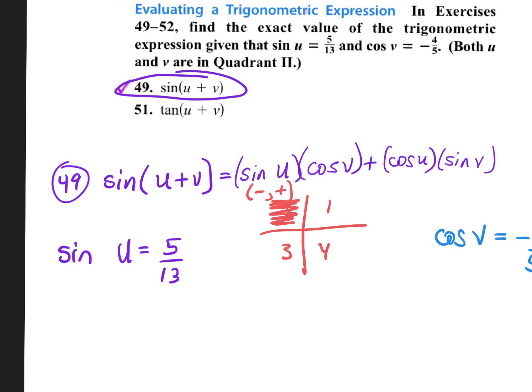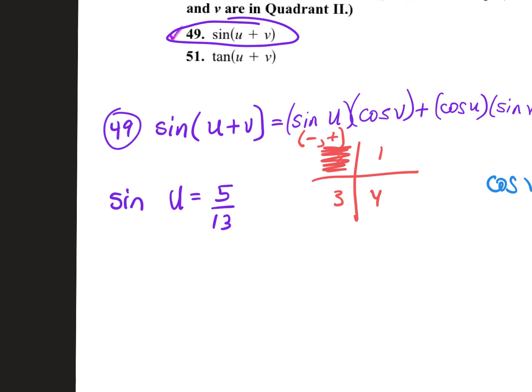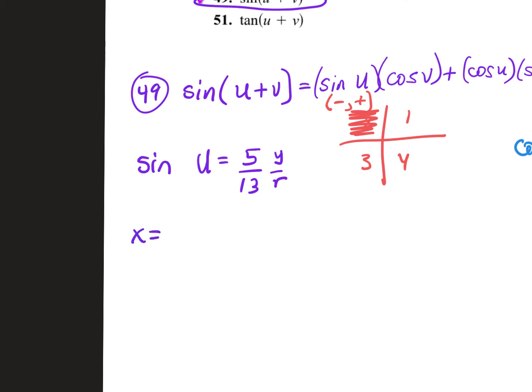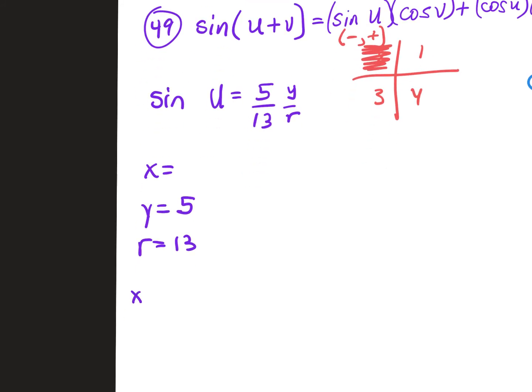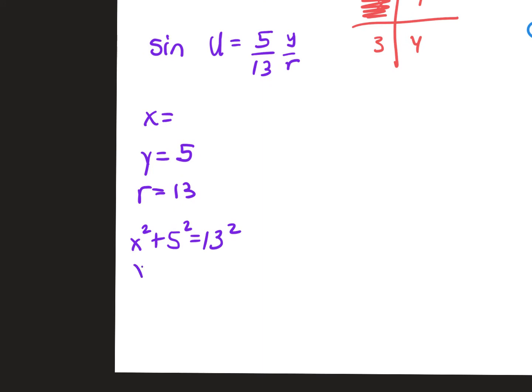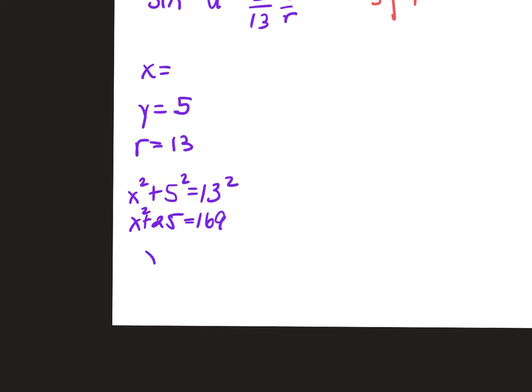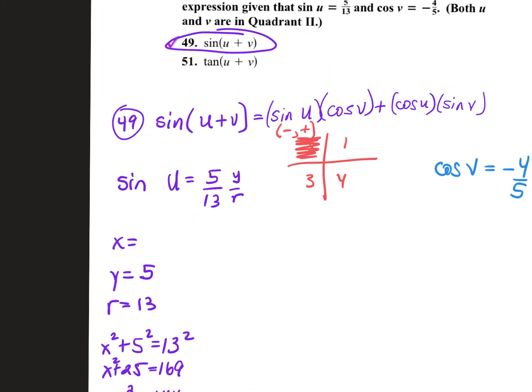That's very important. So in my U triangle, when they tell me sine, sine is the same as y over r. So in my variables of x, y, and r, I know that y is 5 and r is 13. To find x, we just use the Pythagorean theorem: x squared plus 5 squared equals 13 squared. X squared plus 25 equals 169. Subtract 25 from both sides, you get x squared equals 144. So x equals 12, but I have to remember, since this is in the second quadrant, my x is actually negative 12.